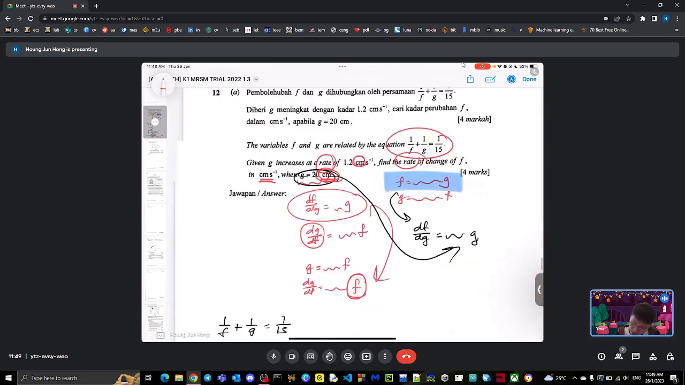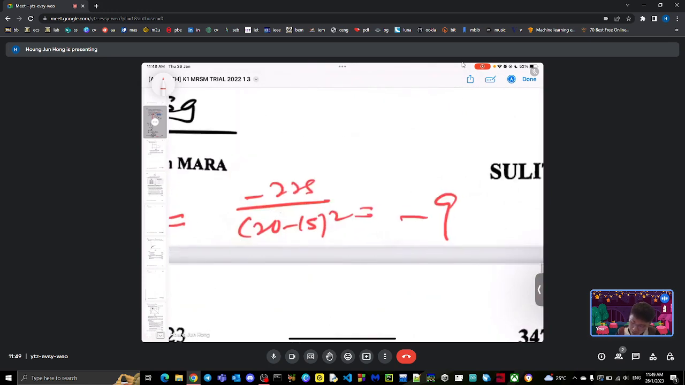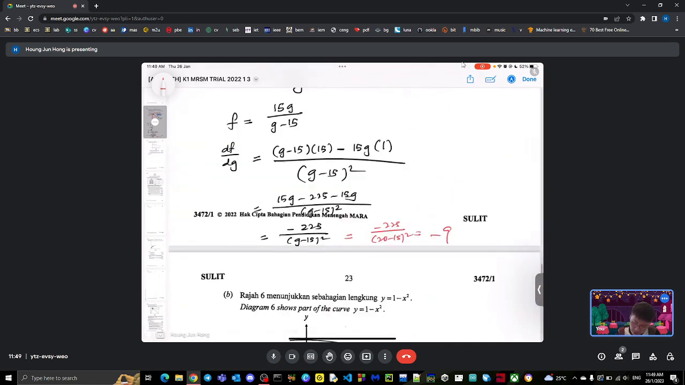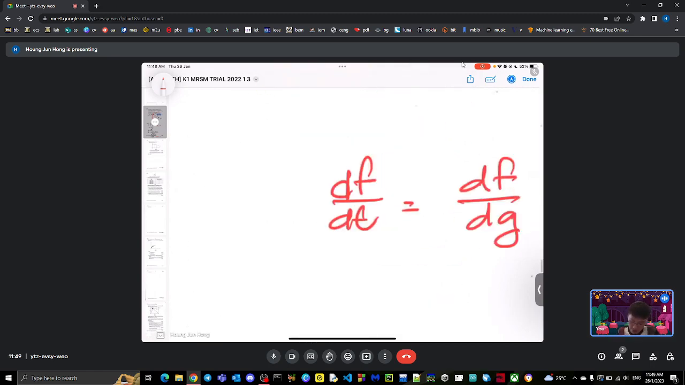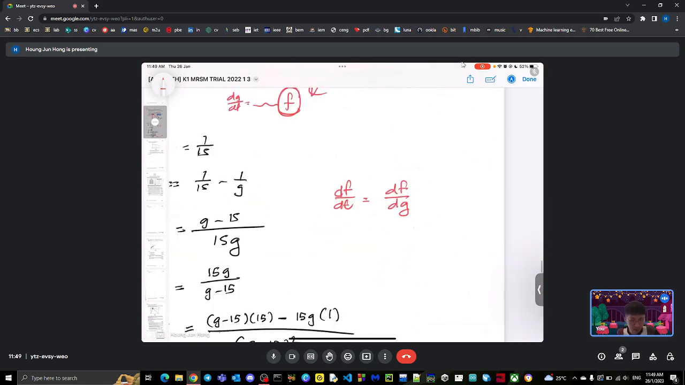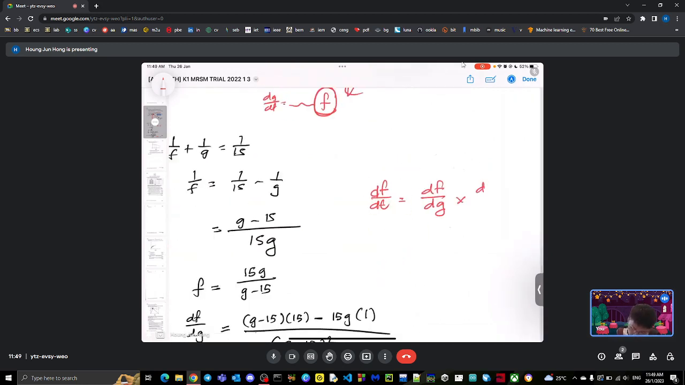So over here, you have the value of df/dg. Now let's form our equation. The rate of change of f is df/dt. Now we are given df/dg. How do we find df/dt from df/dg? We do a little bit of chain rule. You multiply with dg/dt such that the dg and dg cancel each other off, and it gives you df/dt.